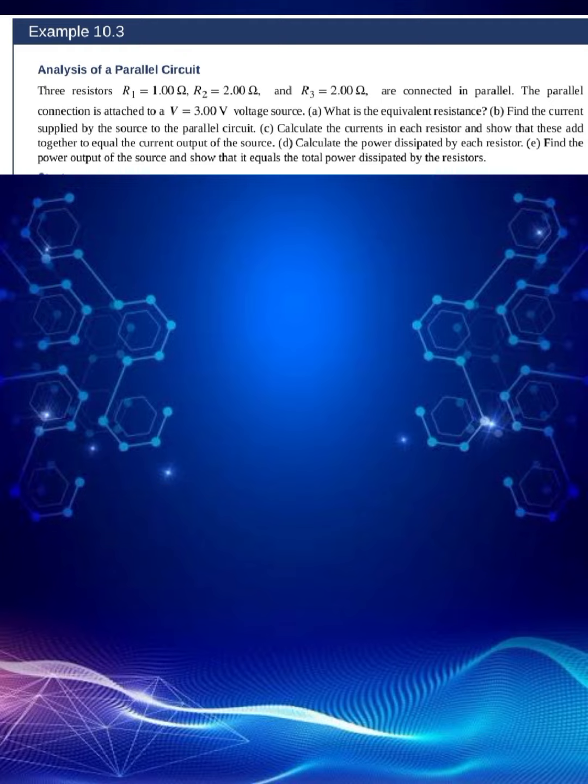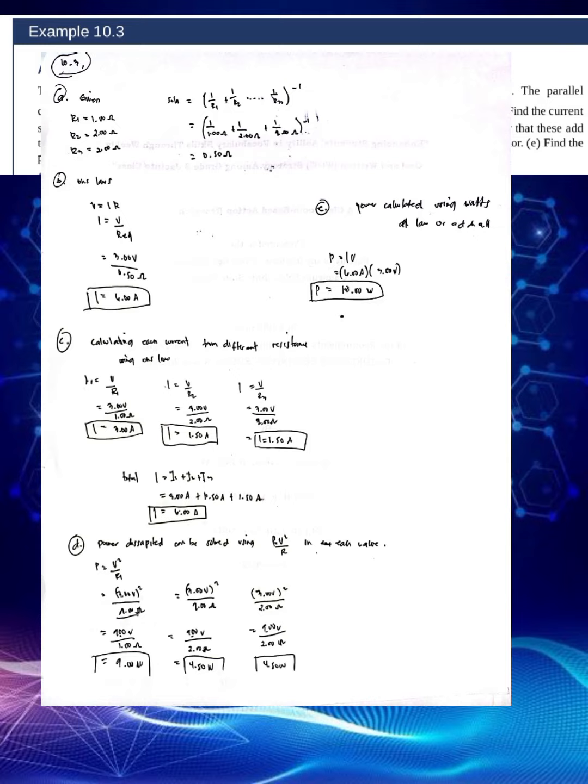And the last is find the power output of the source and show that it equals the total power dissipated by the resistor. A, which is what is the equivalent resistance? So given is resistance 1, 1 ohms, resistance 2, 2 ohms, resistance 3, 2 ohms also. So solution, we use a formula of 1 divide resistance 1 plus 1 divide resistance 2 and so on with a ratio to the power of -1.